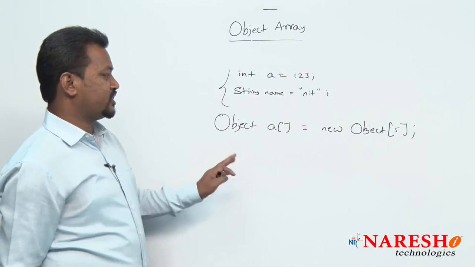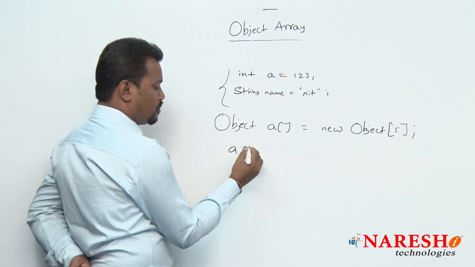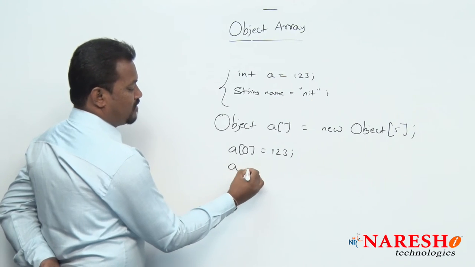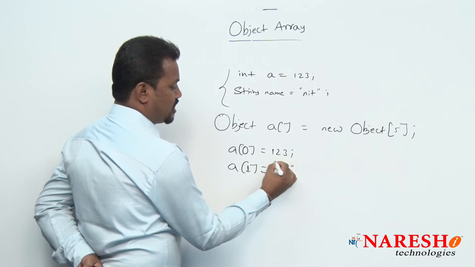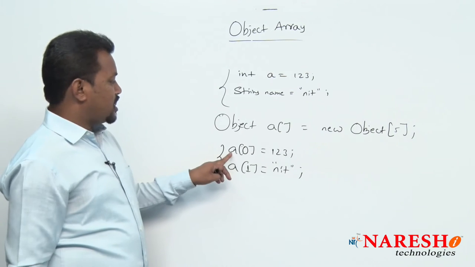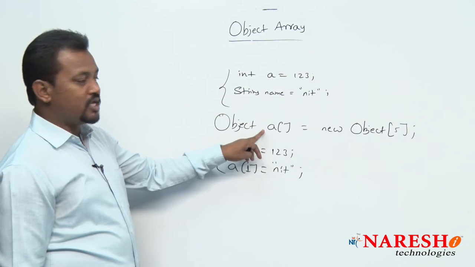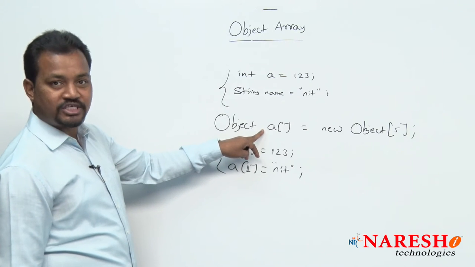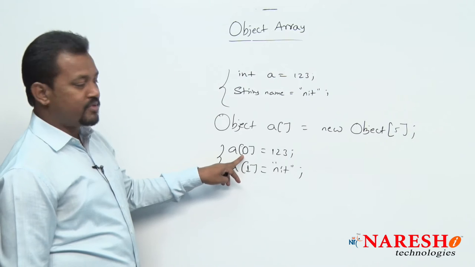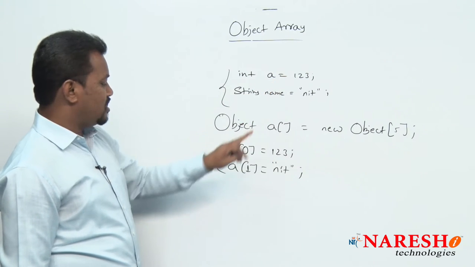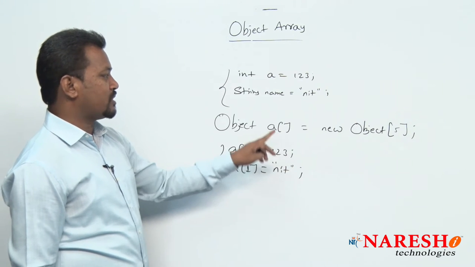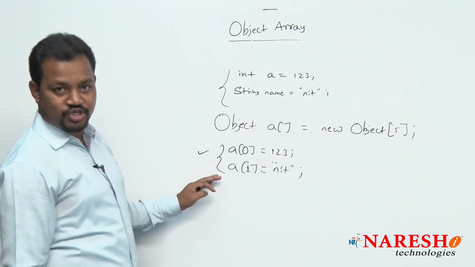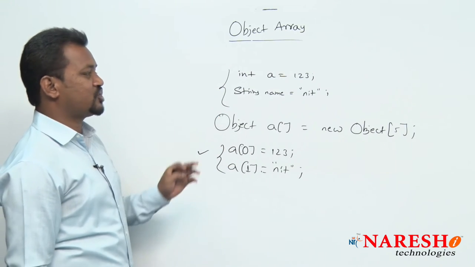if I had one object class like this, A of 0 can be accommodated with this value, for example 123, and A of 1 I can accommodate with NIT. These two are elements of A, one array name which is declared by the object class. Whenever it is declared by the object class, this array is ready to accept dissimilar data. So now A of 0 I can accommodate with 123, which is one integer. A of 1 I can accommodate with NIT, in double quotes, which I am calling a string. So this is ready to accept, and whenever it accepts, this array comes under dissimilar collection. So this is normal primitive data, integer, string and so on.